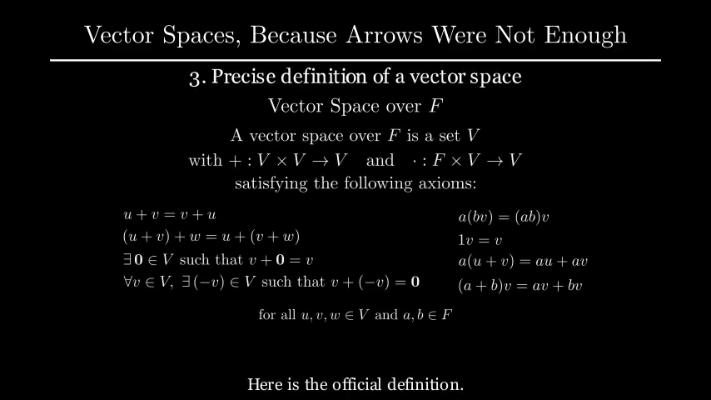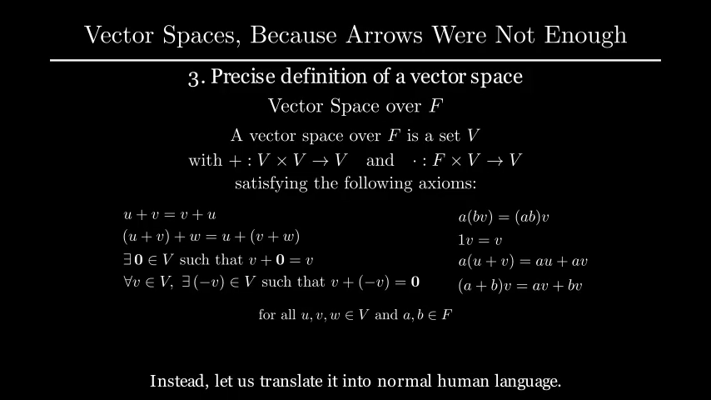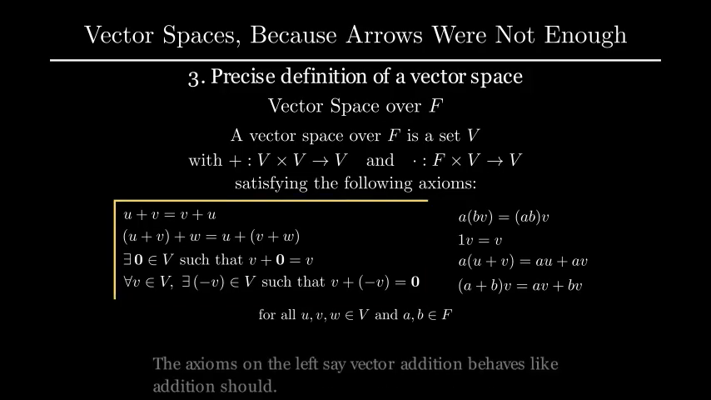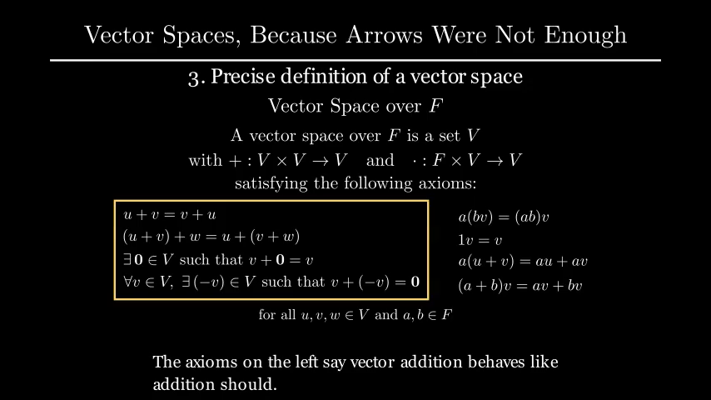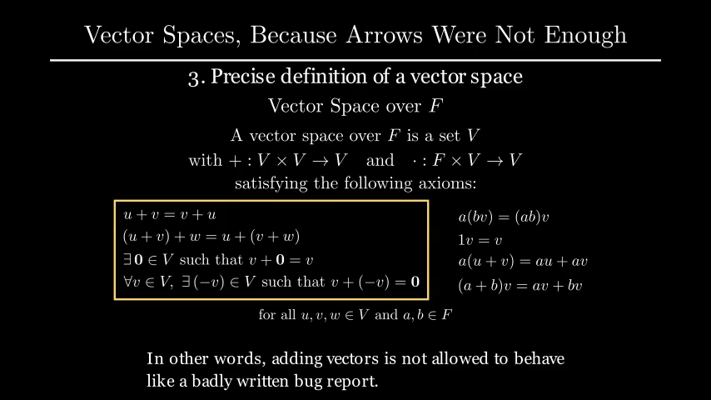Here is the official definition. I will not read it line by line like a ceremonial chant for notation enthusiasts. Instead, let us translate it into normal human language. The axioms on the left say vector addition behaves like addition should. It is commutative, associative, there is a zero vector, and every vector has an additive inverse. In other words, adding vectors is not allowed to behave like a badly written bug report.